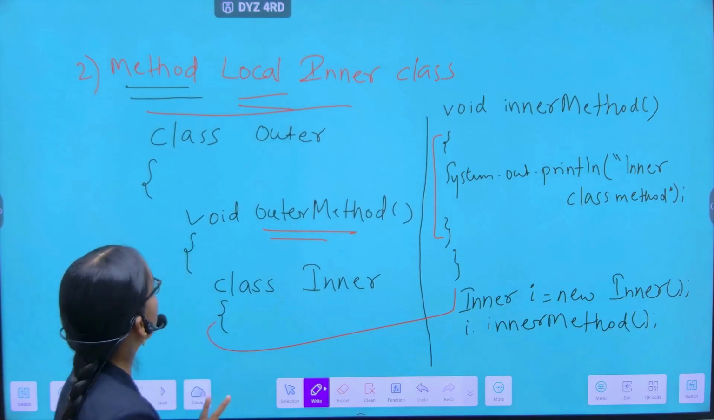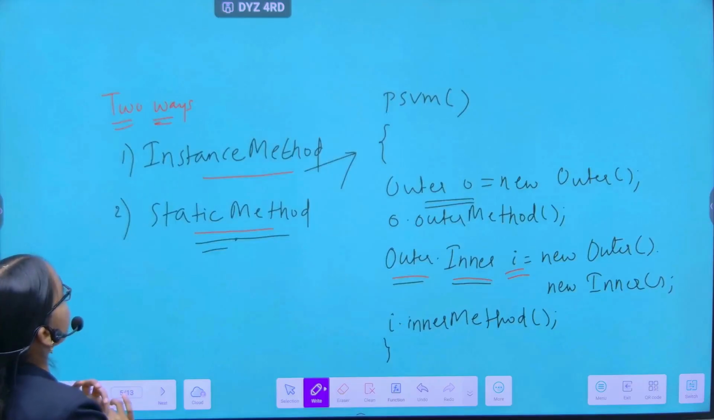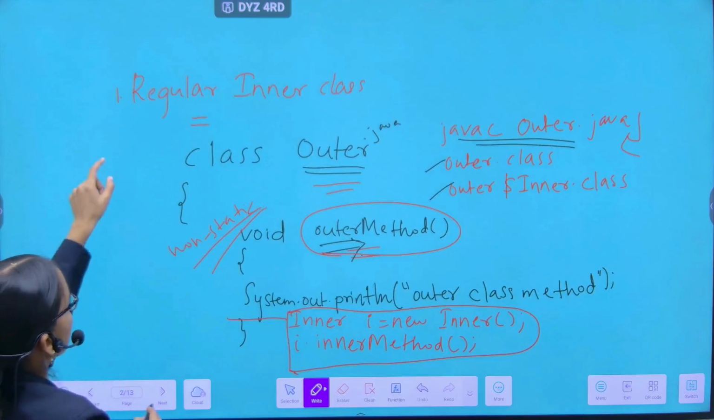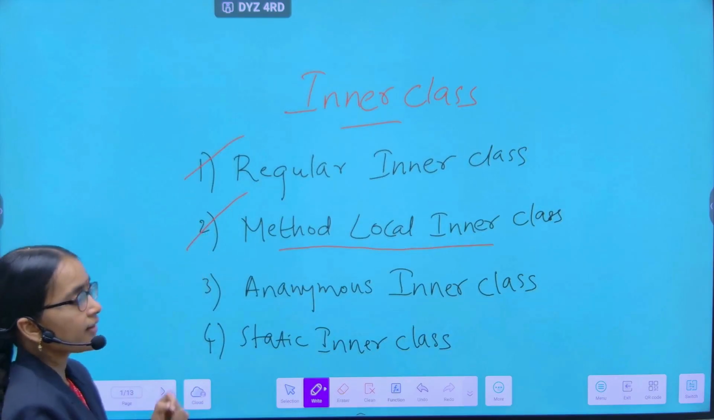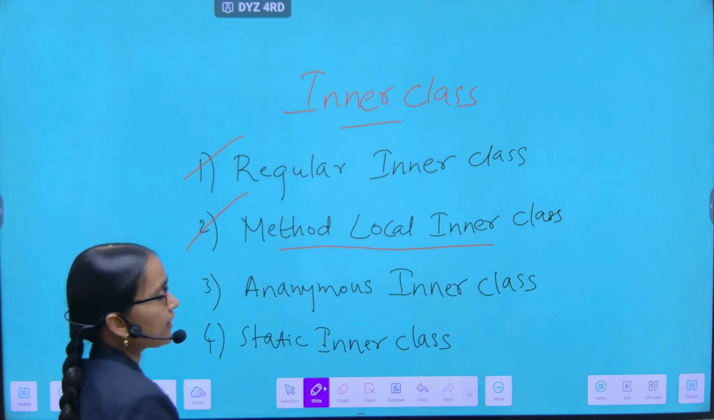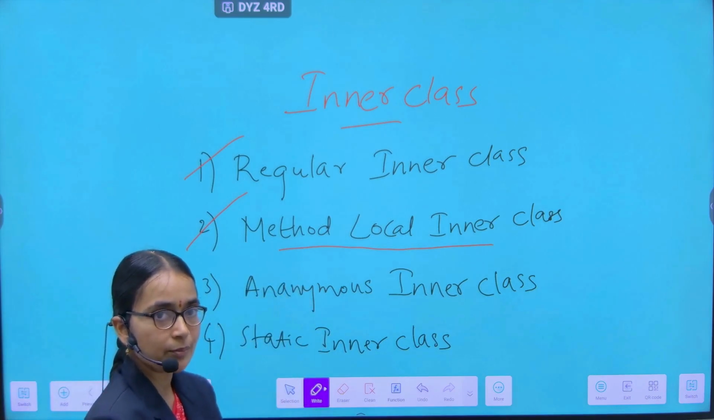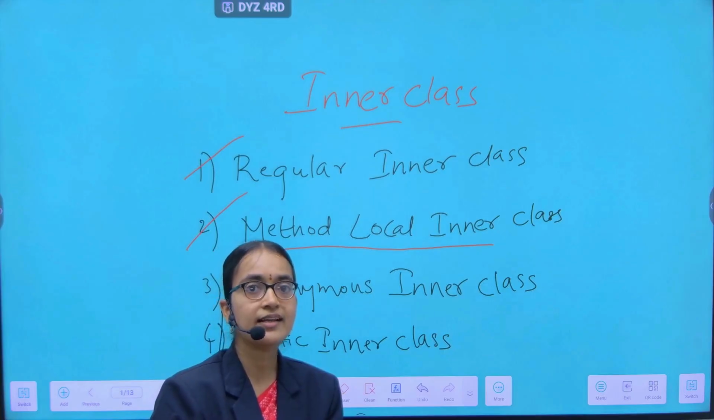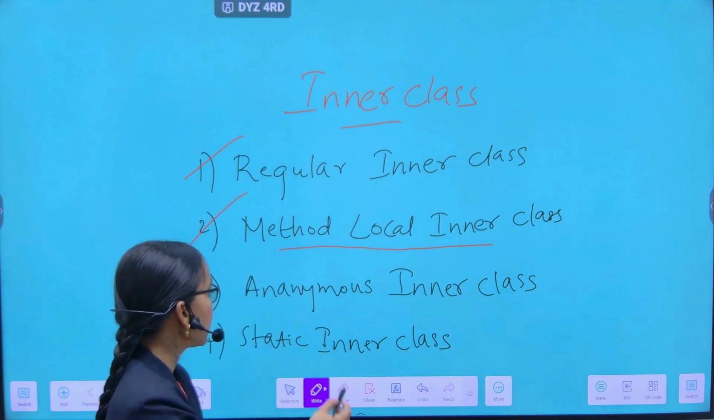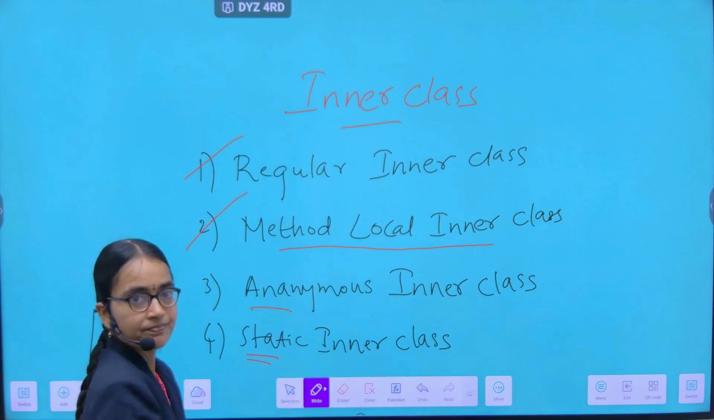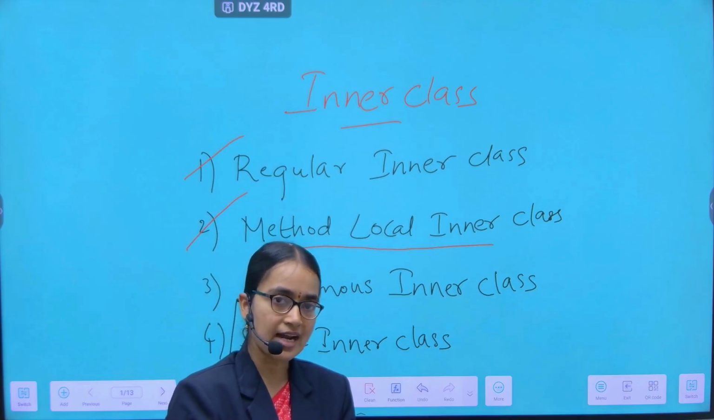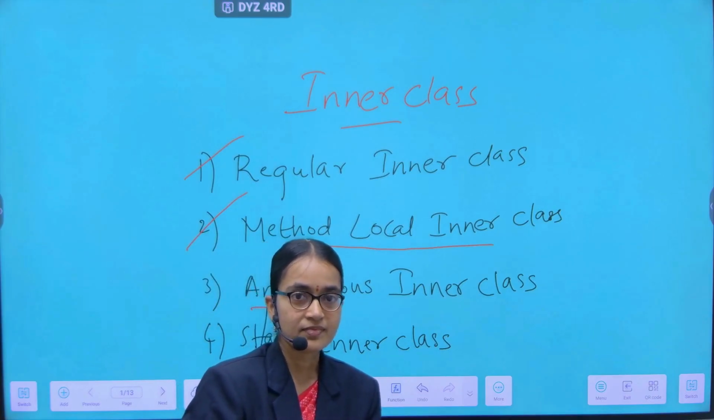Clear? So the first 2 implementations are regular inner class and method local inner class. So 2 inner classes are completed. For today, we'll wind up with the 2 inner class implementations, and in the next class, we'll see the 3rd and 4th implementations, that is anonymous inner classes as well as the implementation of static inner classes. Thank you.